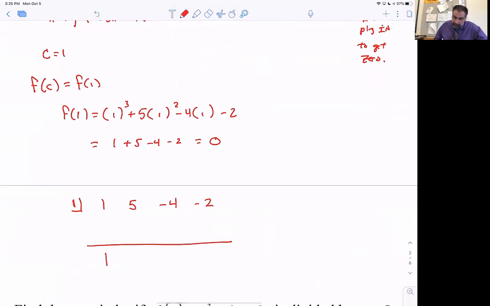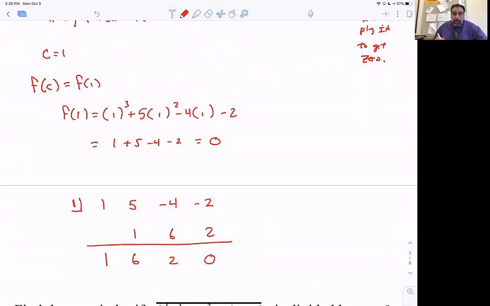So now if we set this up using synthetic division, we always bring down the first number. And now we say this times this. So 1 times 1, and we write it here. Then we add that column. So we get 6. So now we're going to do this 1 times this 6. That's going to get us 6. And now we add that column. And that's going to get us 2. Then we're going to do this 1 times this 2, and that's going to get us 2. And then we add that column, and jackpot, we get 0.